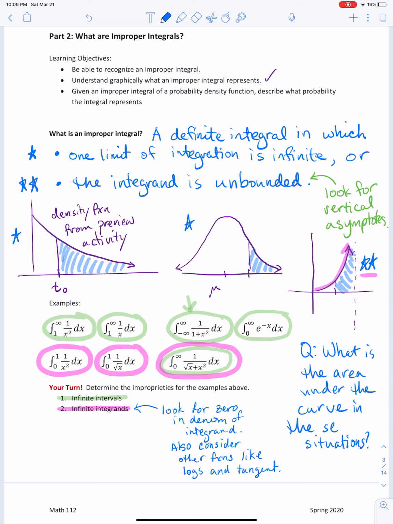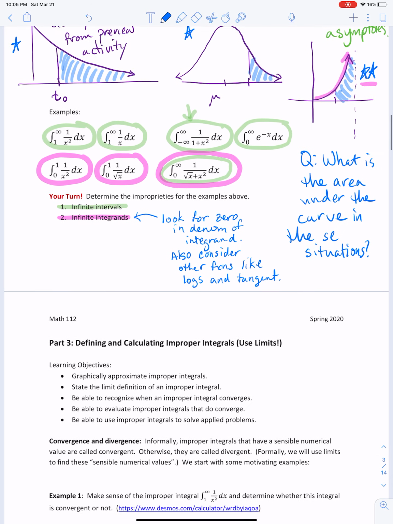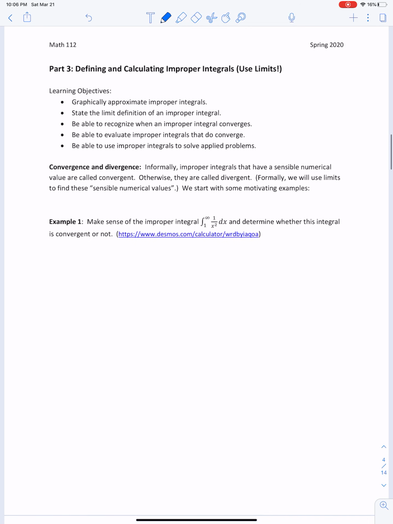All right. So we're going to be moving on now. So once you can recognize an improper integral, either graphically or formulaically, the next question is, how do we actually get the area under the curve, have a well-defined notion of area under the curve in that situation? And that's what this next section is about.